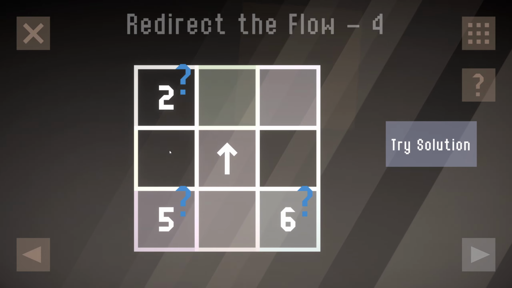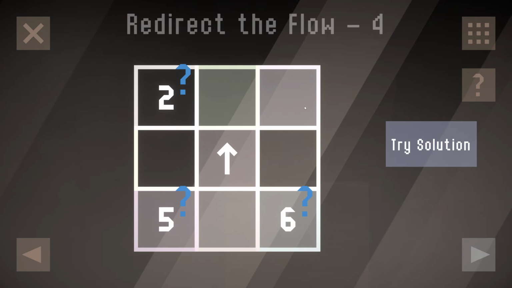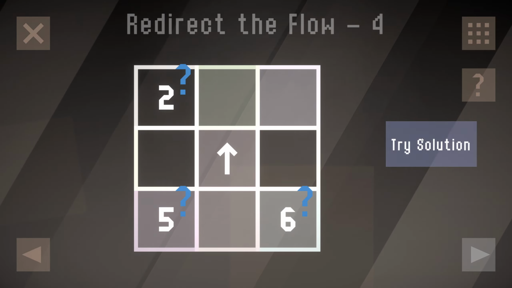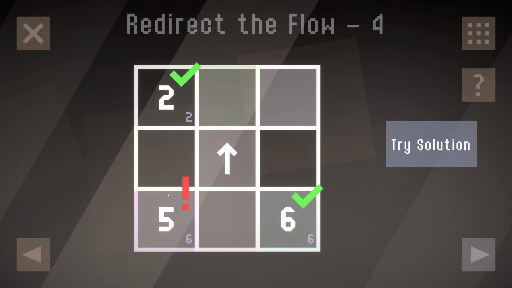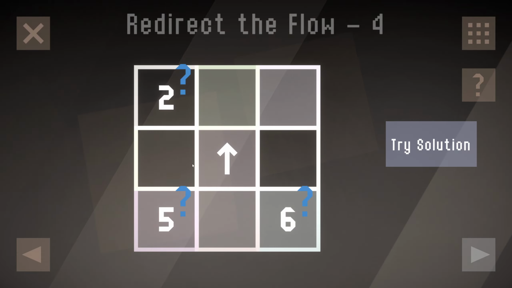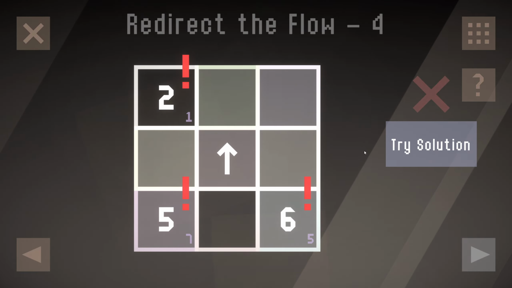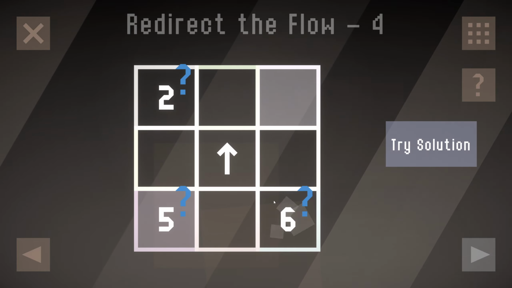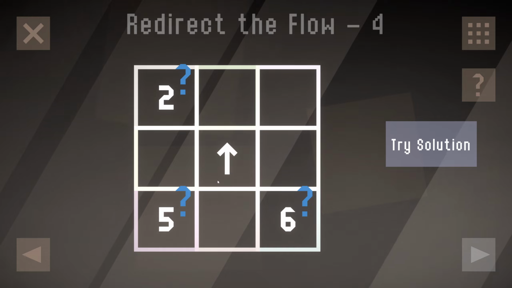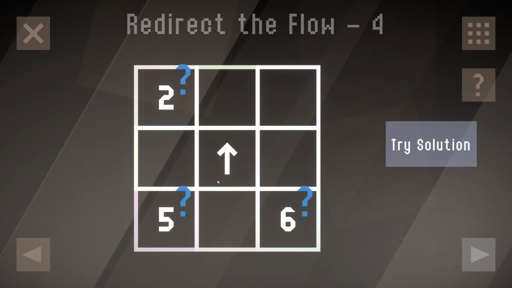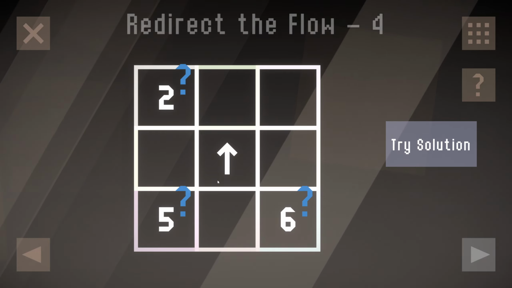This is 2. 1, 2, 3, 4, 5, 6. So these are both 6 and this is 2. And I need to get this down to being 5. Oh, geez. Trying to mentally picture the cutoff points for this arrow in different numbers all at once is a lot.